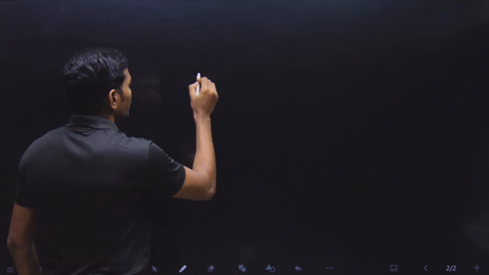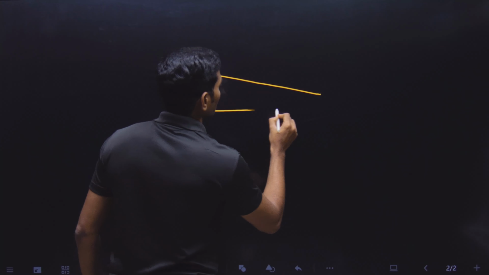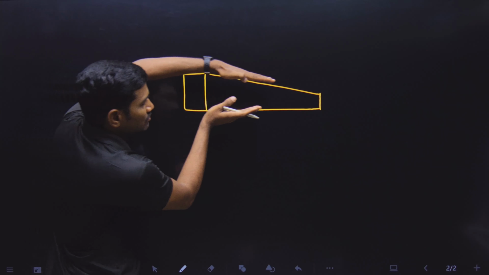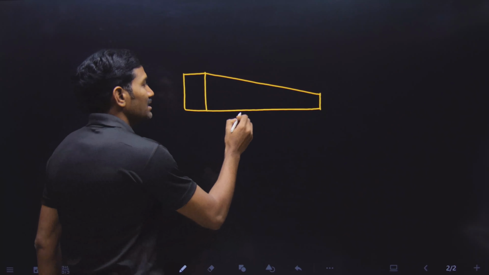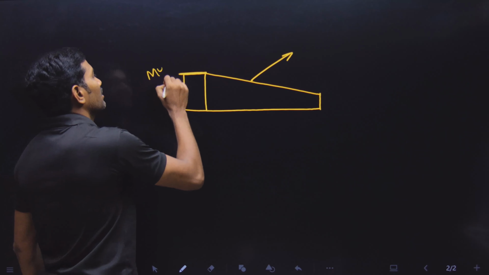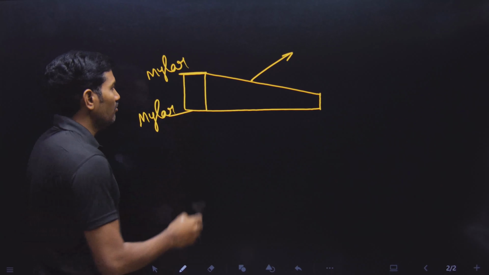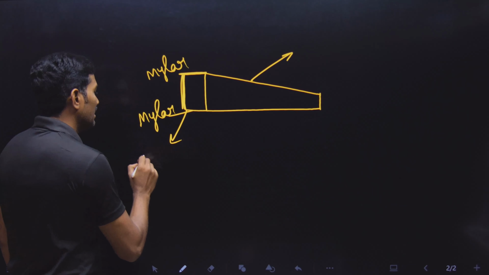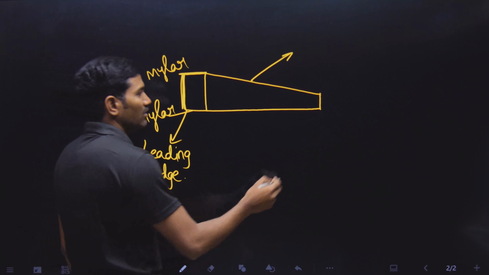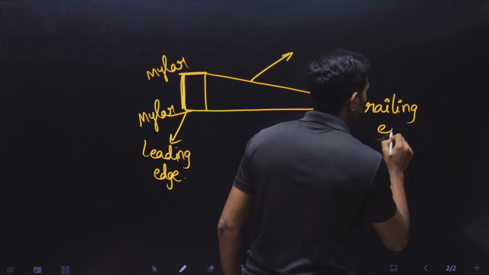observe carefully. Suppose this is the opening, right? And now this goes from the leading edge till the trailing edge. Okay, this is where the mylar is starting and now it is going like this. Here we are calling this a mylar. Okay. And now what is this edge? This is the leading edge. And now this is the trailing edge.